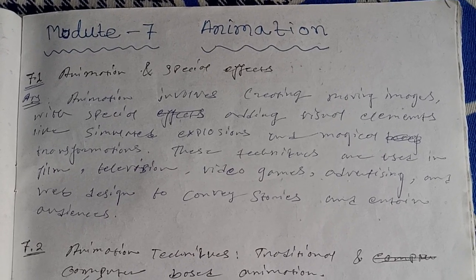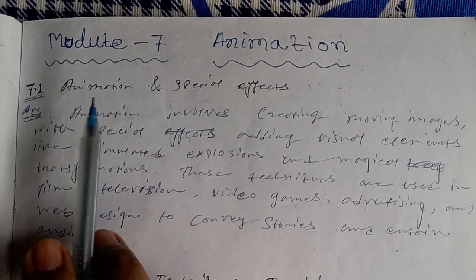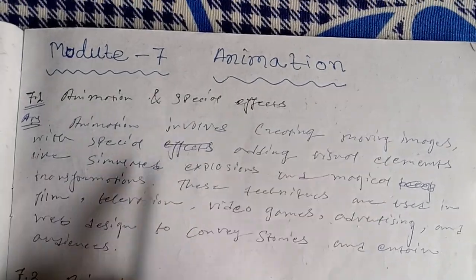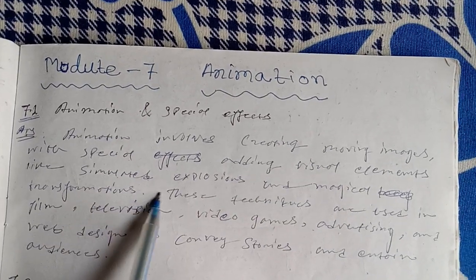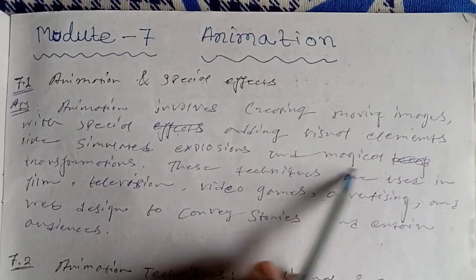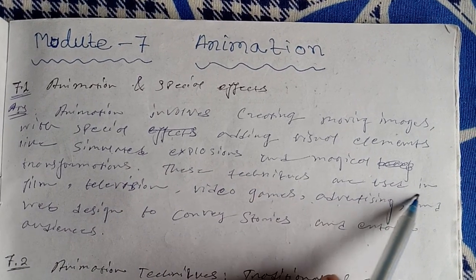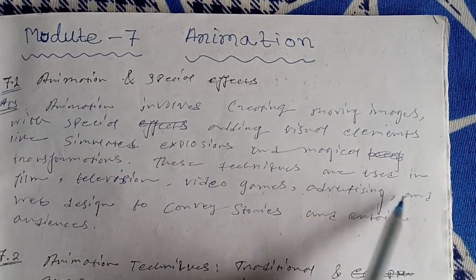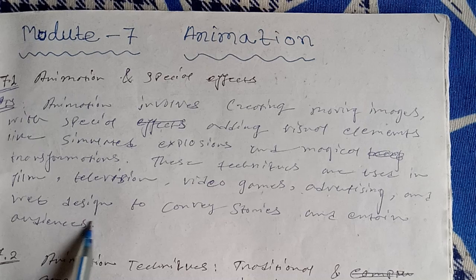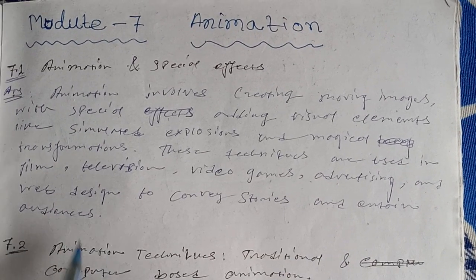So our first question is animation and special effects. What is animation and special effects? Animation involves creating moving images with special visual elements added, like simulated explosions and magical transformations. These techniques are used in film, television, video games, advertising, anime movies and series, and web design to convey stories and entertain the audience.